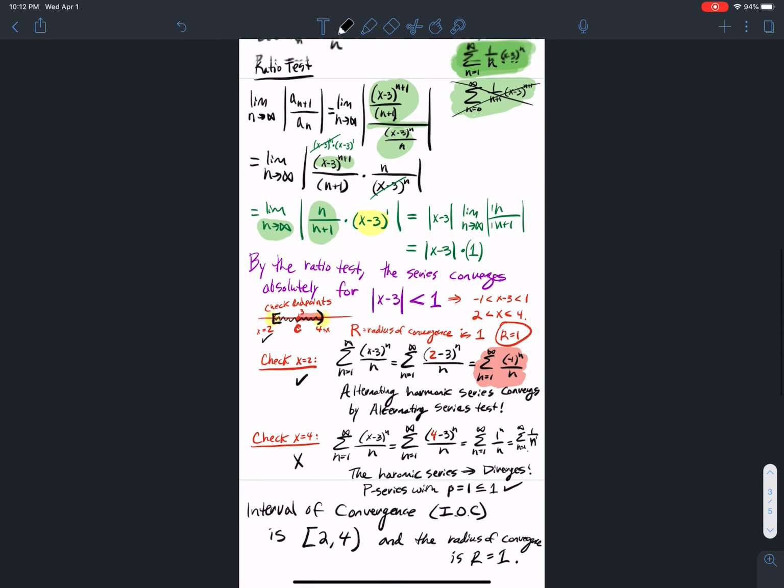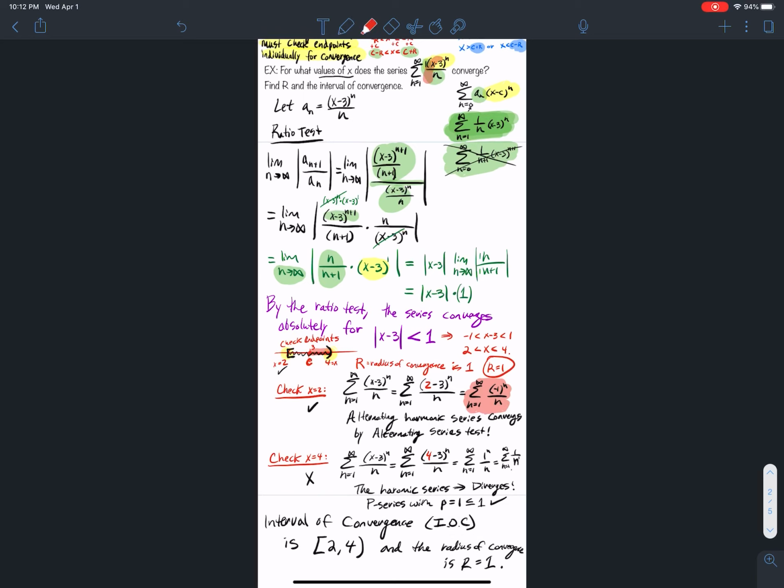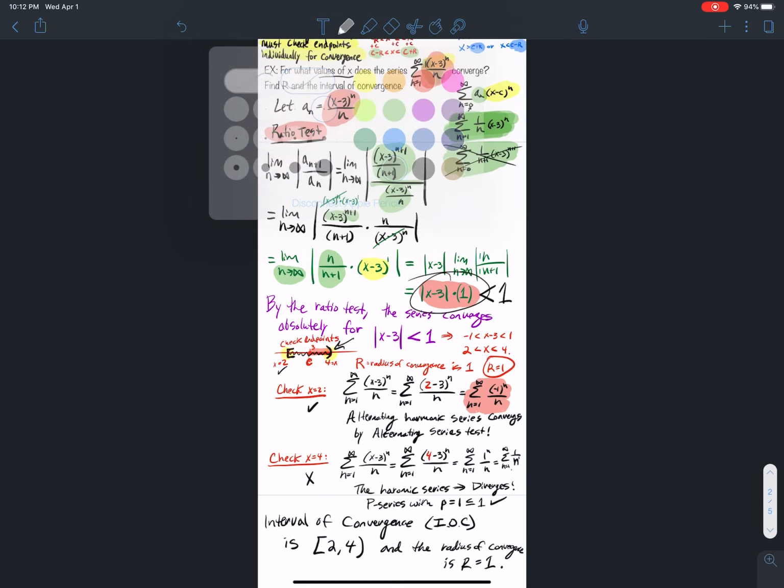So here's how we work these types of problems. I write down my a_n, I run the ratio test, I figure out what the answer is. The ratio test tells me if this answer is less than 1, then it converges absolutely. So when I run that test and I get something and I set it to be less than 1, then that's going to give me some interval that I can then check.